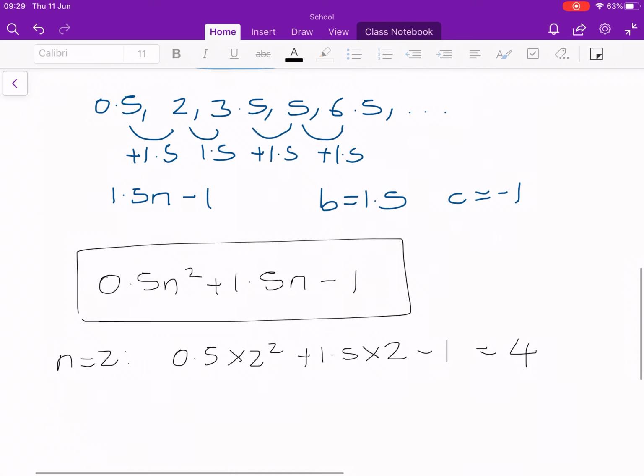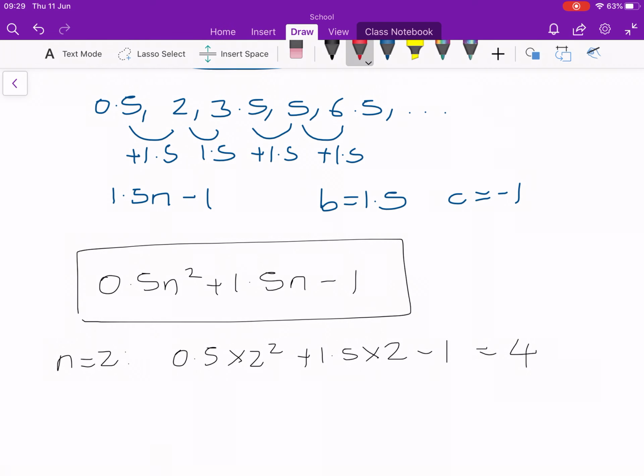So I would go down and do a quick tick beside that to show that we've tested and it works, and that there is our answer, and that is our nth term for that particular sequence.